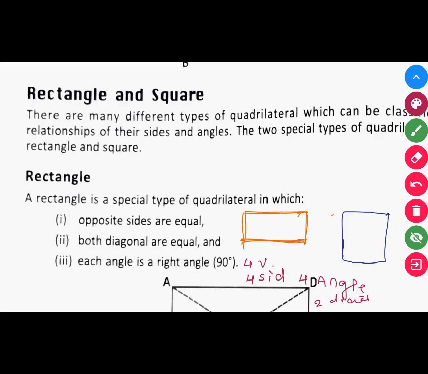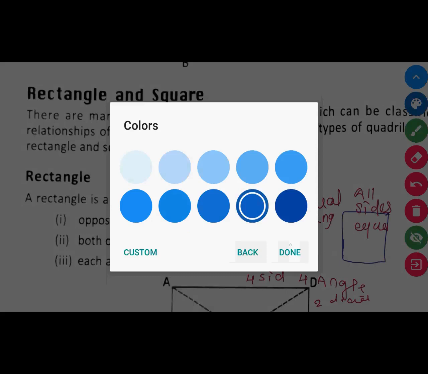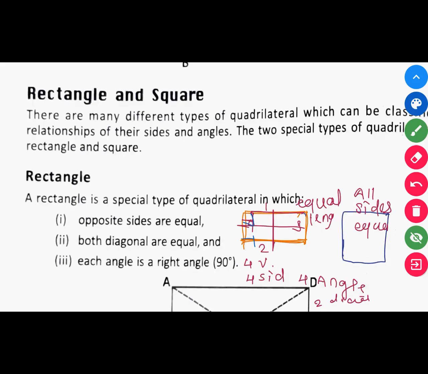In a rectangle, opposite sides are of equal length. Means 1 and 2 are of equal length, 3 and 4 are of equal length. But for a square, all the sides are of equal length. This is the main difference between rectangle and square. And here one more thing, every angle of rectangle as well as square is of 90 degrees.